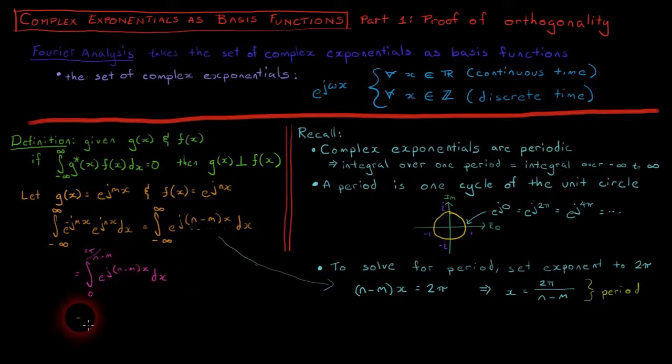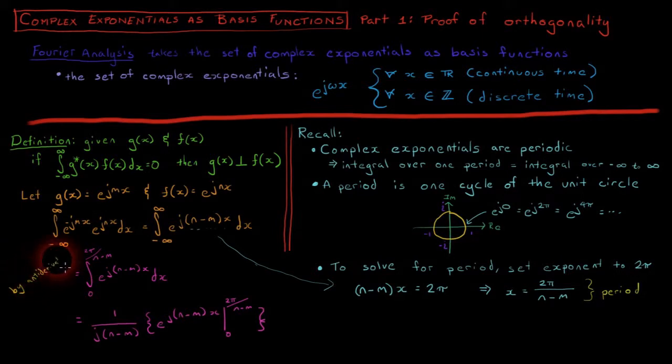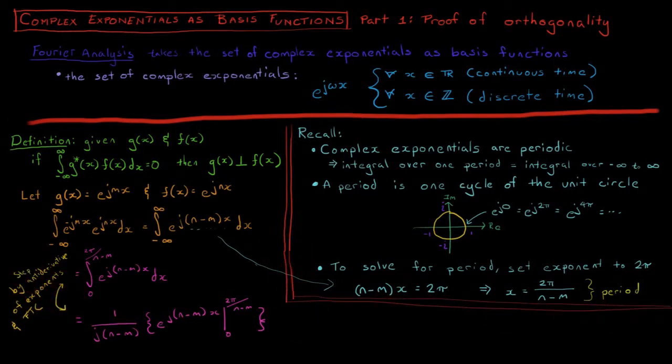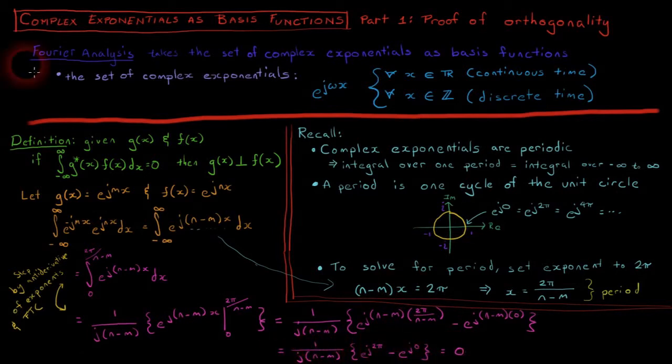We use our results concerning antiderivatives of an exponential, and we evaluate the antiderivative from 0 to 2 pi over n minus m, invoking the fundamental theorem of calculus. After a few steps to simplify the right-hand side of the equation, we can show that the integral of the complex exponential over one period is equal to 0. Therefore, the inner product of e to the j mx and e to the j nx is 0 for all m not equal to n. We've proven that the set of complex exponentials are orthogonal to one another.